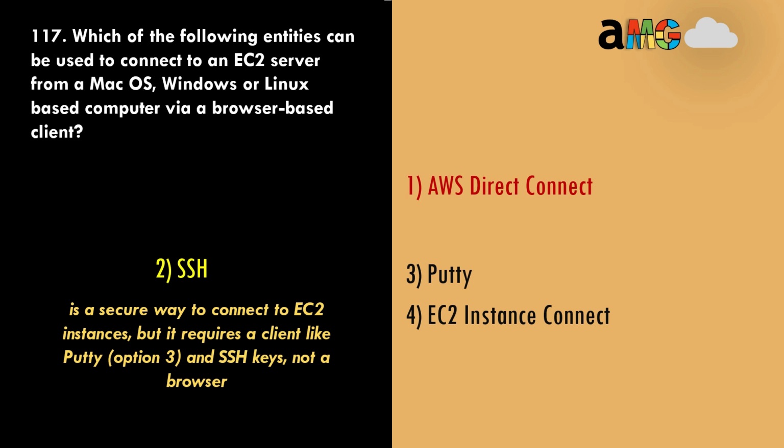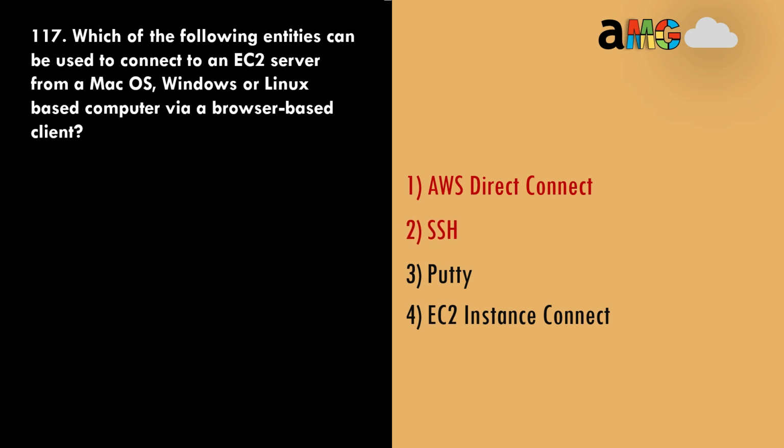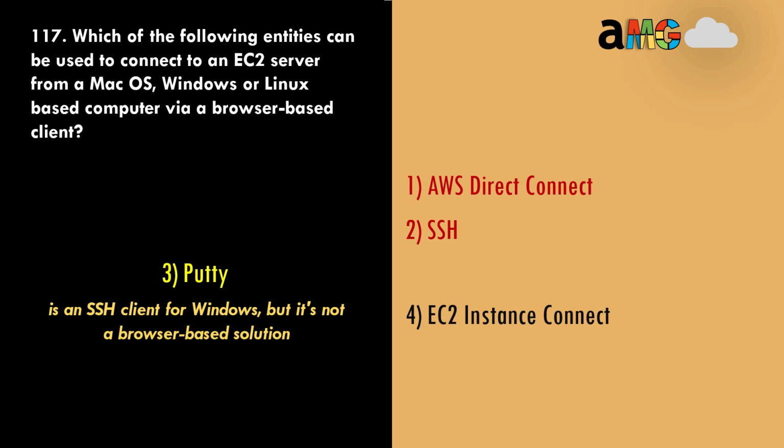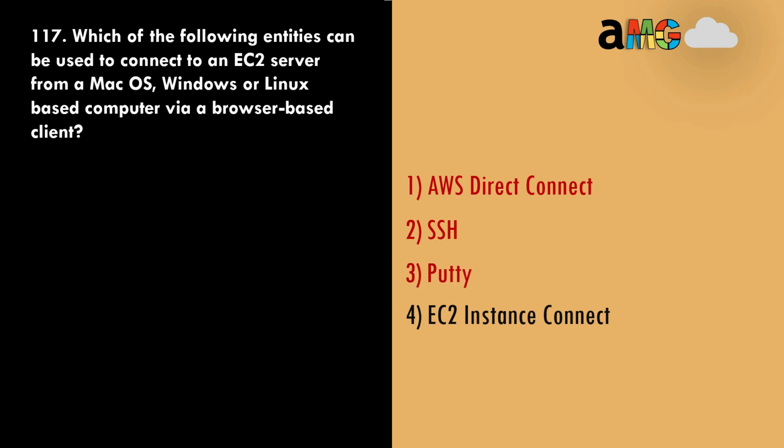SSH is a secure way to connect to EC2 instances, but it requires a client like PuTTY and SSH keys, not a browser. Okay, so this is also the wrong answer. Option 3, PuTTY, is an SSH client for Windows, but it's not a browser based solution, right? So this is the wrong answer.